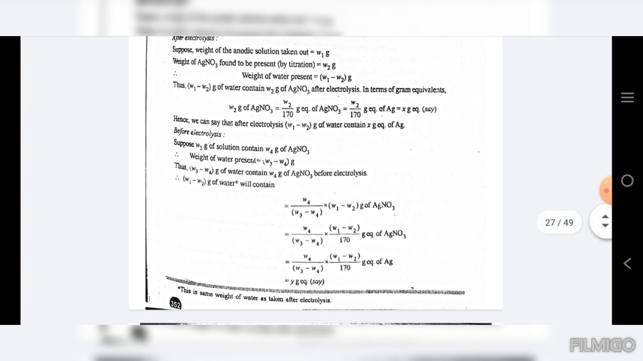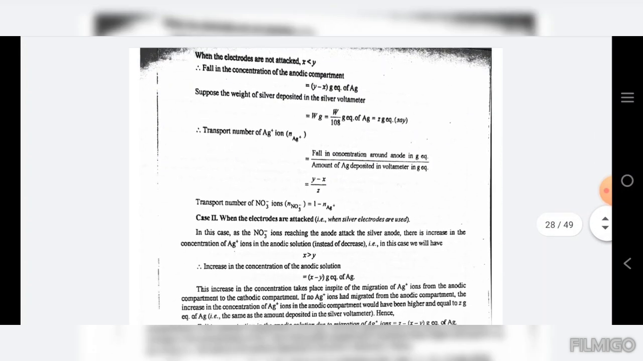voltmeter in series. Case 1. When the electrodes are not attacked, when platinum electrodes are used. After electrolysis, suppose the weight of the anodic solution taken out is 1 g, and you can see the complete case 1.